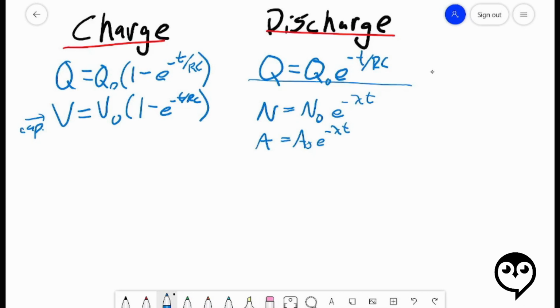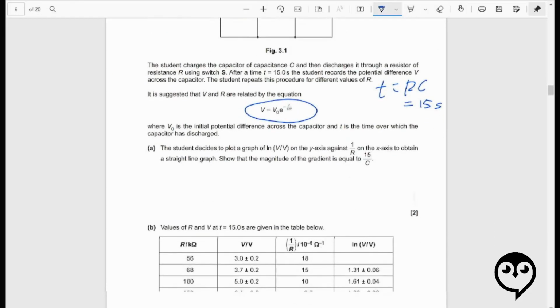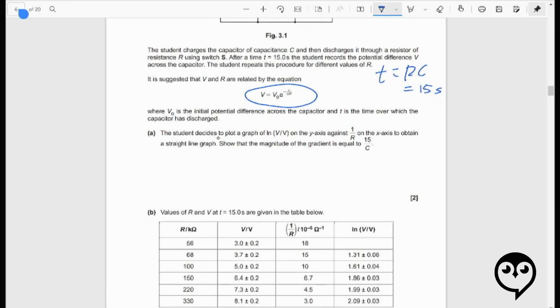So I would imagine that the voltage across the resistor is going to be that, because we're going to be subtracting from the total. Yeah? Well, we'll see. The student decides to plot a graph of ln V over V. No. I don't like this notation. I don't know why. Ln, do it like this, folks: ln V slash measured in volts.